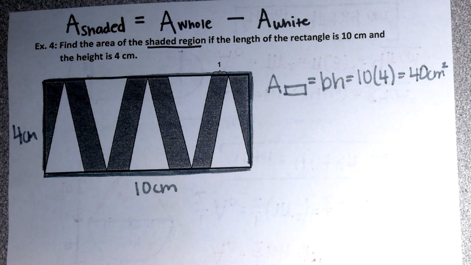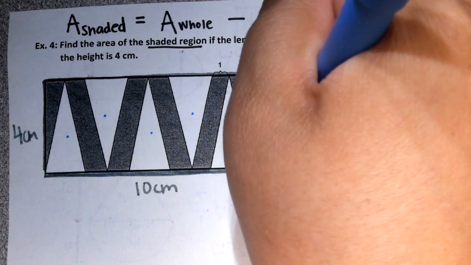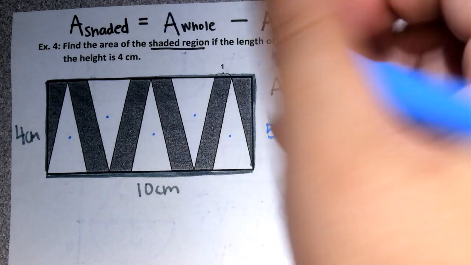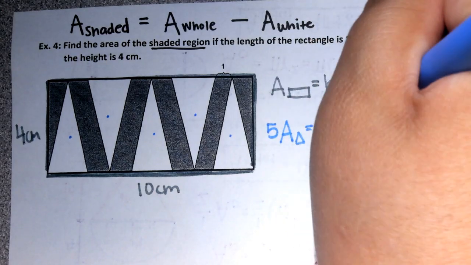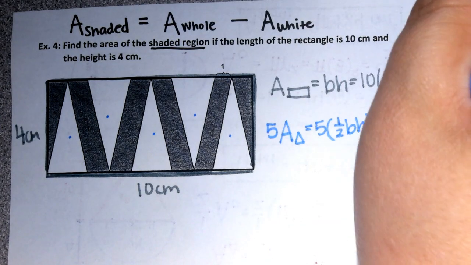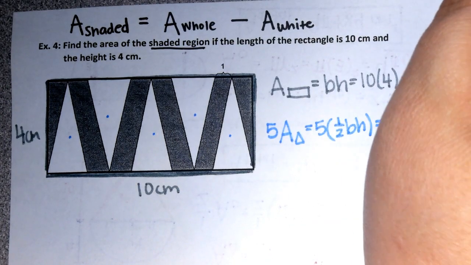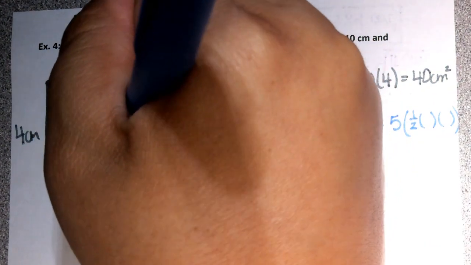What do I now need to find? The what? The unshaded, the white part. What shape is the white part? How many triangles do y'all see? So I'm going to have to find the area of 5 triangles. So 5 times 1/2 BH. Or 5 times 1/2. What is the base here? I'm just going to look at one triangle. I'm going to look at this one in the middle.